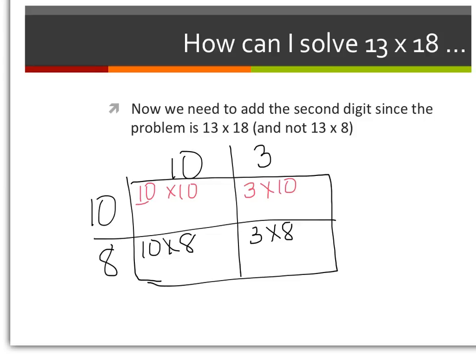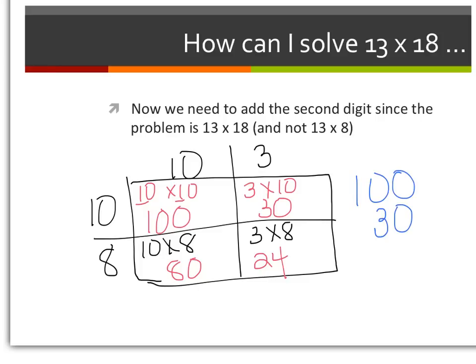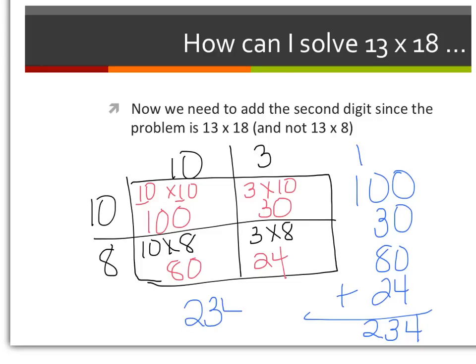10 times 10 uses the basic fact of 1 times 1 with the two zeros. I get 100. 3 times 10 gives me 30. 10 times 8 gives me 80. And 3 times 8 gives me 24. Now I add all four of my partial products: 100, 30, 80, and 24 to find my answer. 8 plus 2 and 10 and 3 is 13, giving me an answer of 234.